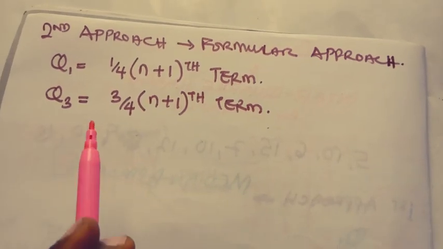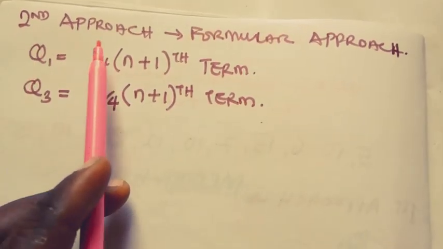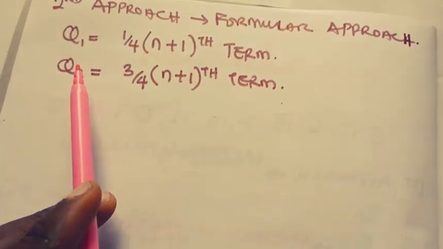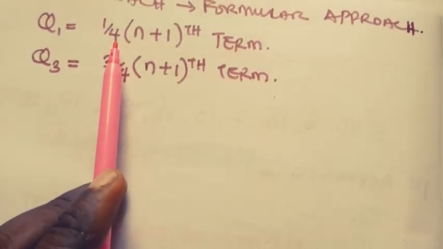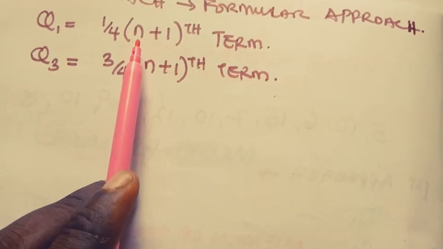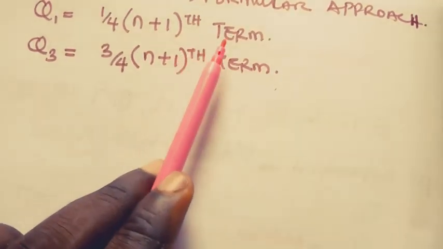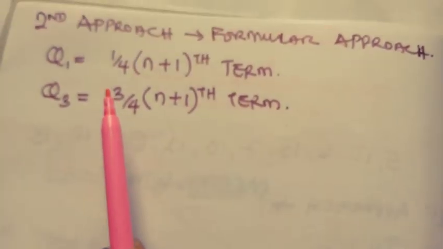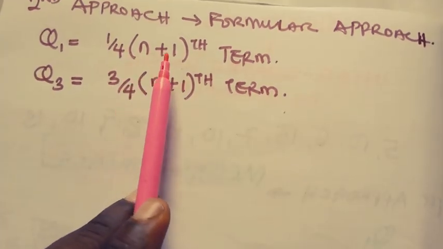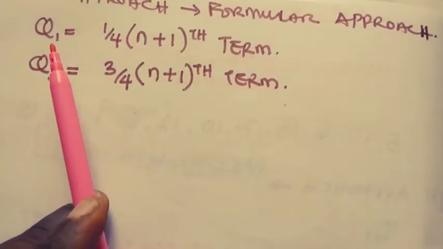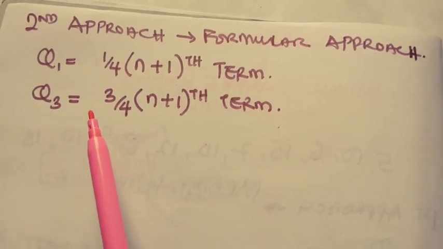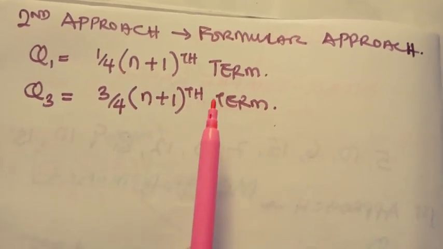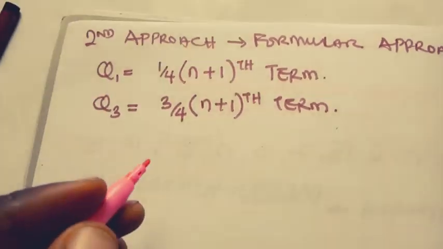Straight to the second approach, we have the formula approach, and we have the formulas here. For Q1, we have 1 over 4 multiplied by the n plus 1 term. So the 1 over 4 multiplied by n plus 1 term is the Q1, that is the first quartile, while the third quartile is the 3 over 4 n plus 1 term. So quickly, let us work that out.